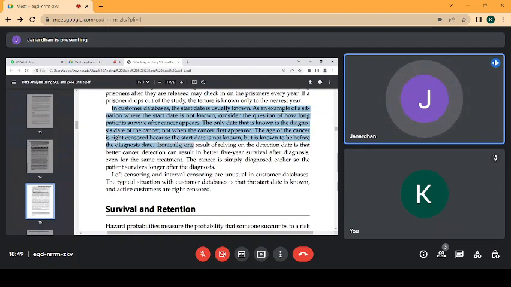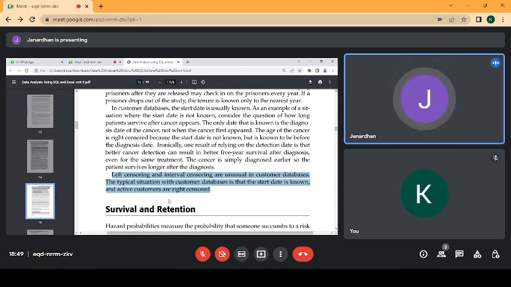Okay. Ironically, one result of relying on the detection date is that better cancer detection can result in better 5 year survival after diagnosis, even for the same treatment. The cancer is simply diagnosed earlier, so the patient survives longer after the diagnosis. Left censoring and interval censoring are usually not common in customer databases. The typical situation with customer databases is that the start date is known and the active customers are right censored.